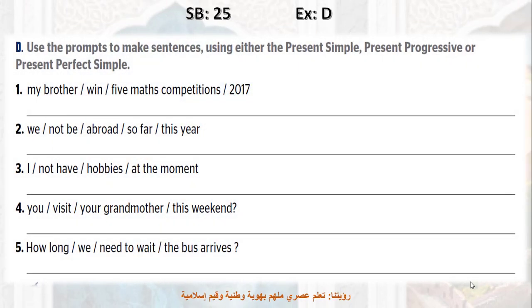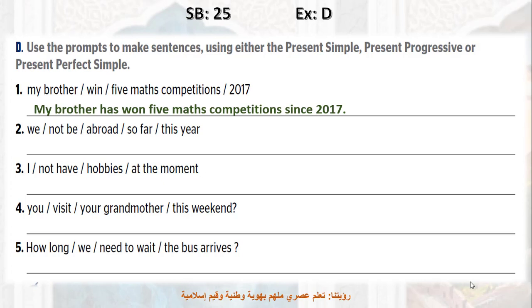Now, use the prompts to make sentences using either the present simple, present progressive, or present perfect simple. And this exercise is on page 25, exercise D. My brother win 5 math competitions 2017. Yes, you can arrange and correct the sentence. Try to choose the correct tense. Yes, very good. My brother has won 5 math competitions since 2017. This is present perfect simple.